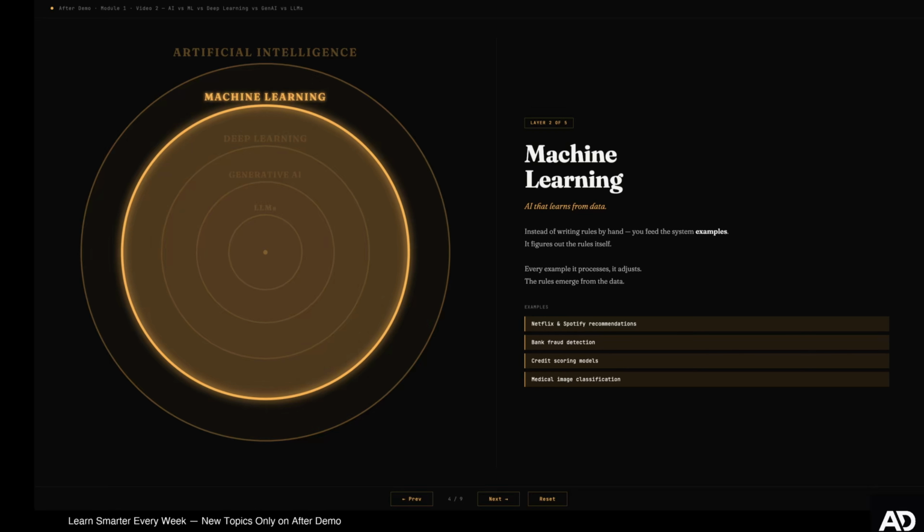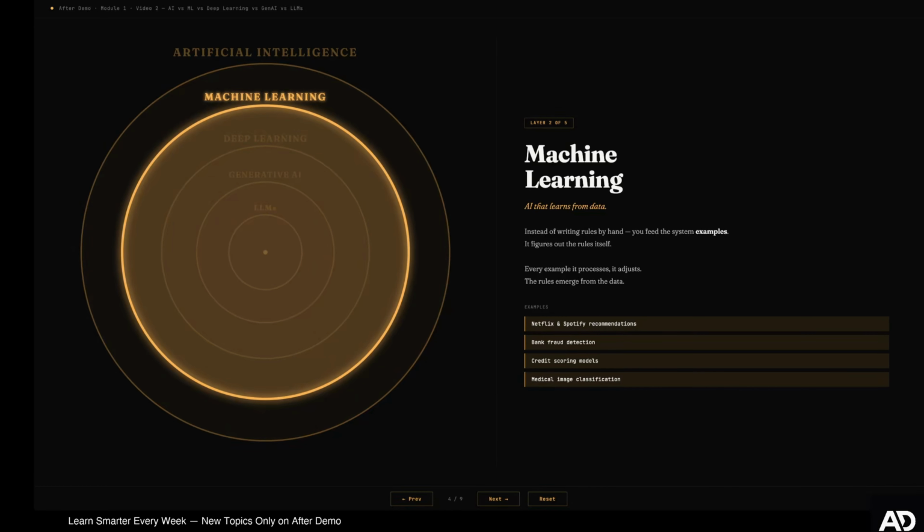The word learning in machine learning is doing real work. The model adjusts itself based on every example it sees. The rules emerge from the data. Nobody writes them. Your Netflix recommendation, machine learning. Bank fraud detection, machine learning. Credit card scoring, machine learning. All learned from data. No human wrote the decision logic.